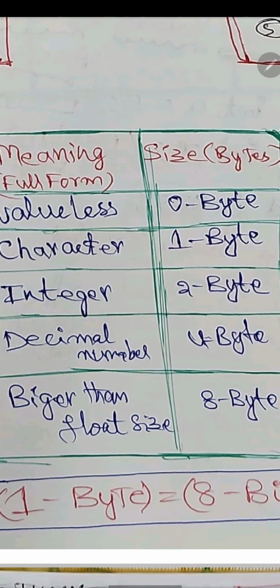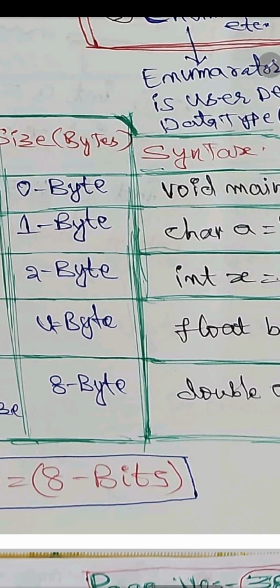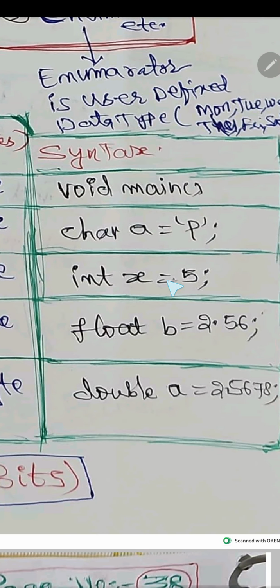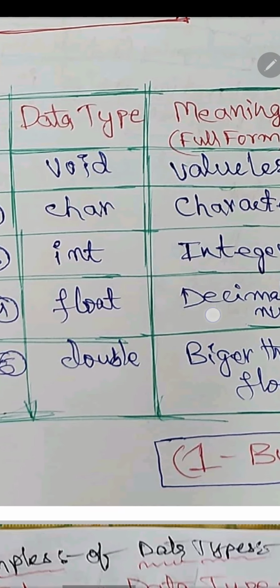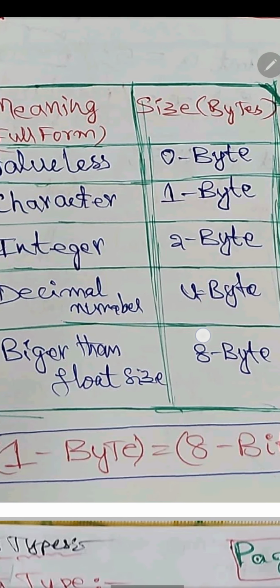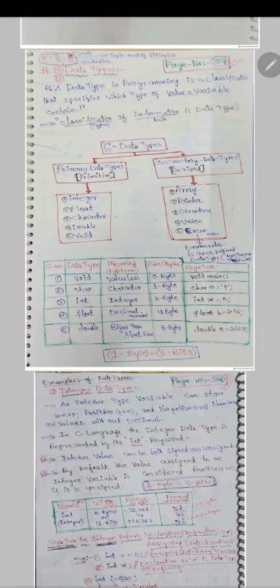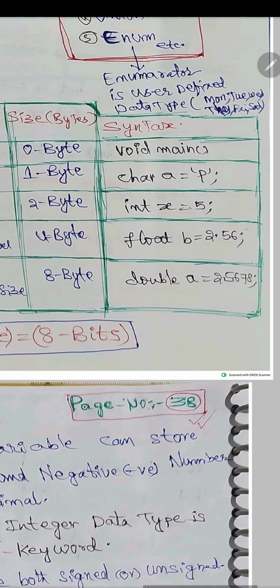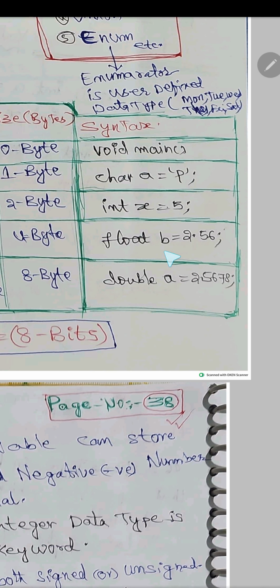Int data type is nothing but integer. It occupies 2 bytes of memory. It is declared with int x, or any variable, equal to some constant, semicolon. And float is for decimal numbers. A decimal number data type is indicated with float. It will be 4 bytes, and the syntax, here I am showing, is float b or x, anything, equal to 2.56 in this example, and semicolon.